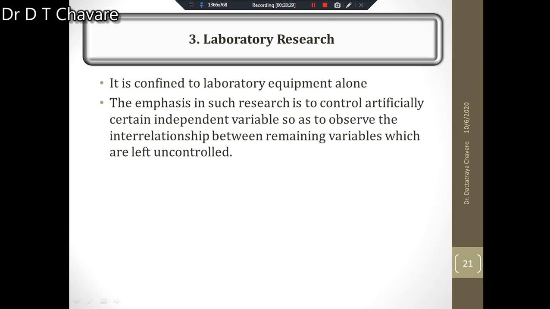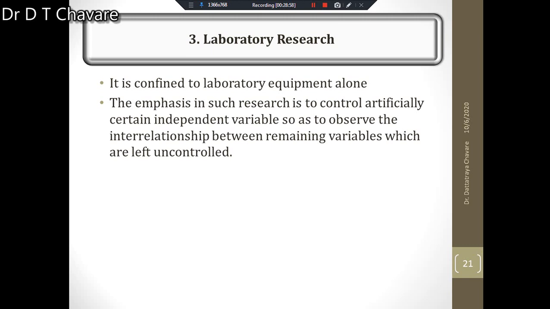Then the third type of research is laboratory research. In that name also you will find the nature of this research. This research activity is conducted in a laboratory. Don't forget, that place is important. The laboratory is important, and from the name also you will understand what type of research it is.